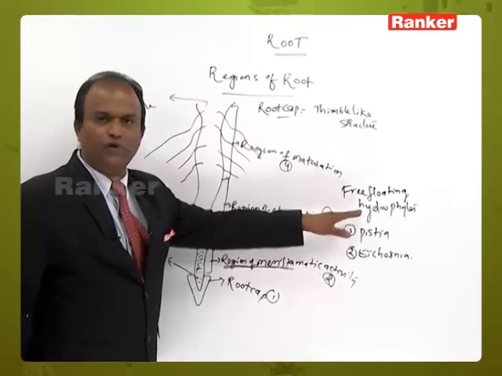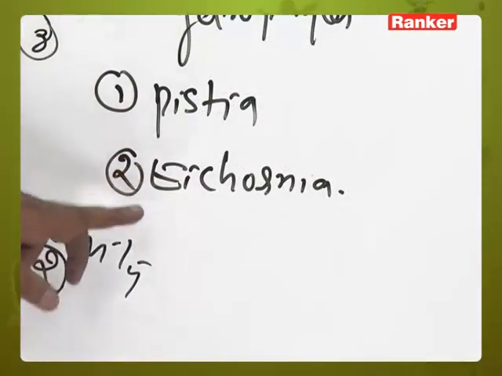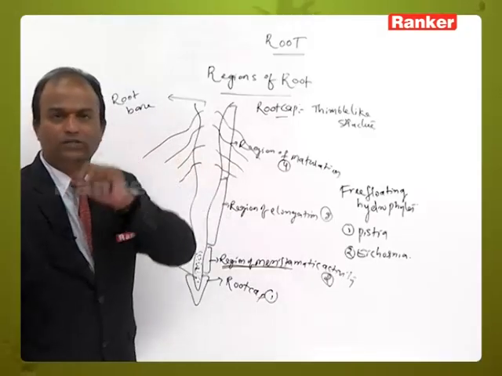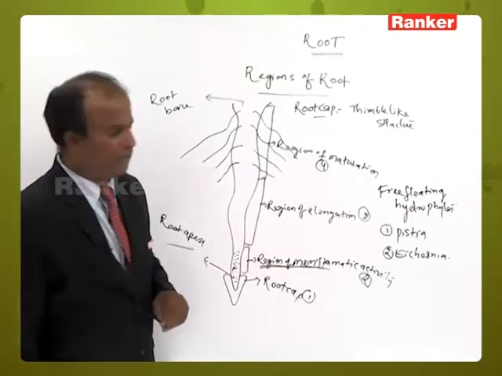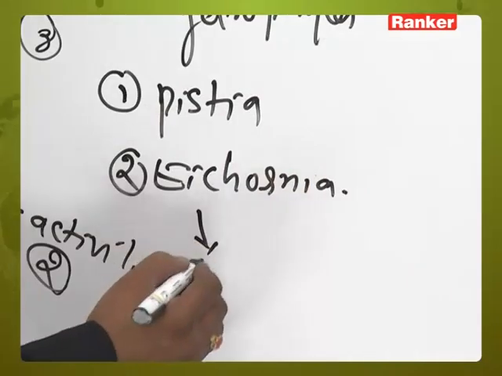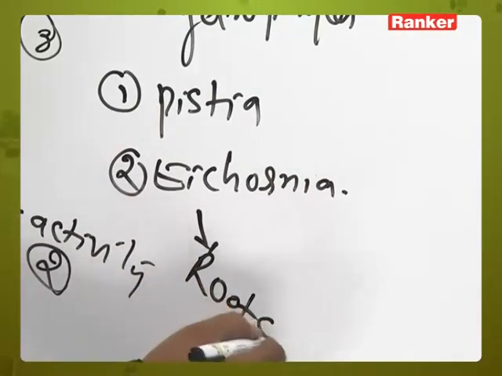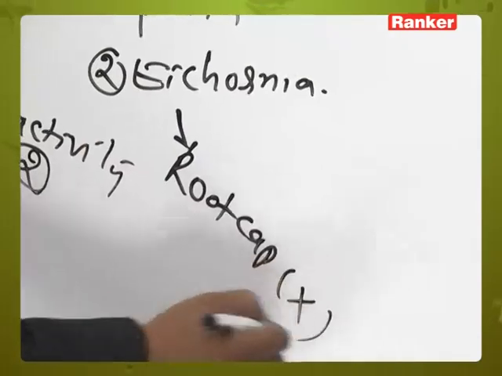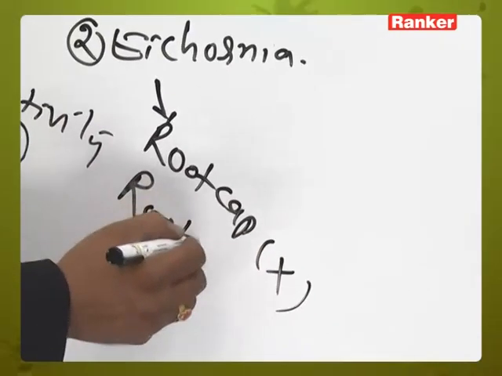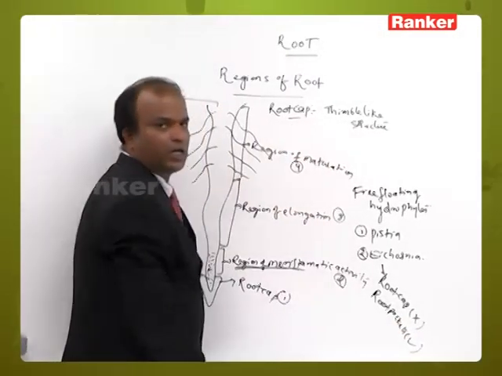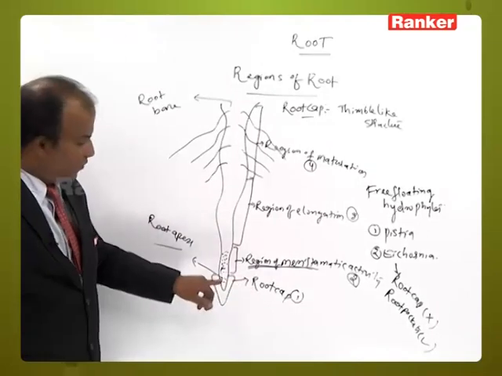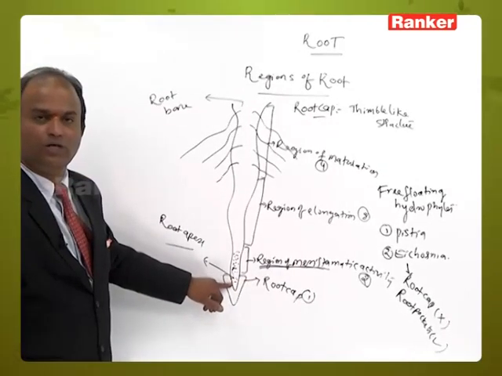That means in free floating hydrophytes, in Pistia and Eichhornia, the root apexes are not covered by root caps. It is covered and protected by means of root pockets. That means in these, root caps are absent and root pockets are present.